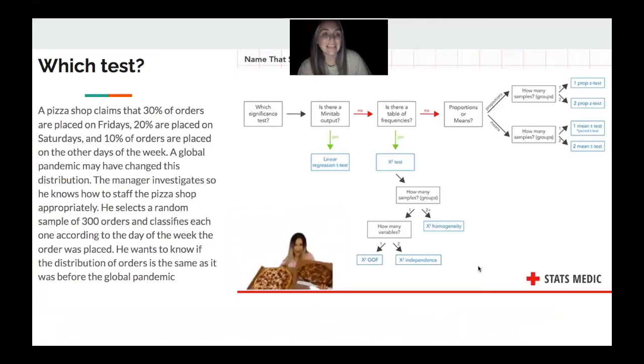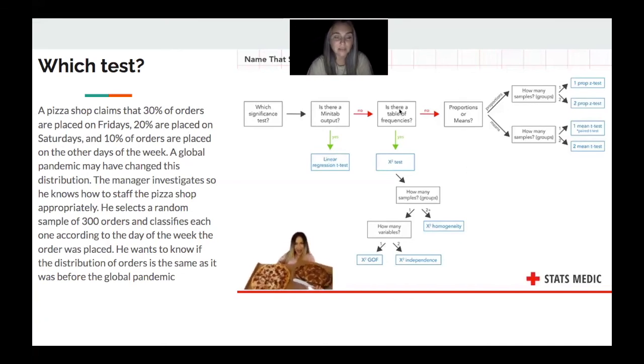A pizza shop claims that 30% of orders are placed on Friday, 20% on Saturday, 10% are placed on the other days of the week. A global pandemic may have changed this distribution. The manager investigates so he knows how to staff the pizza shop appropriately. I mean, we don't want to have a ton of people there on Wednesday when we don't need them all. He selects a random sample of 300 orders and classifies each one according to the day of the week the order was placed. He wants to know if the distribution of orders is the same as it was before the global pandemic.